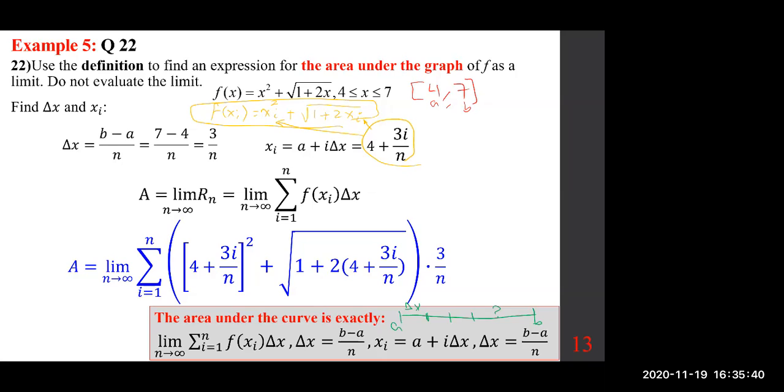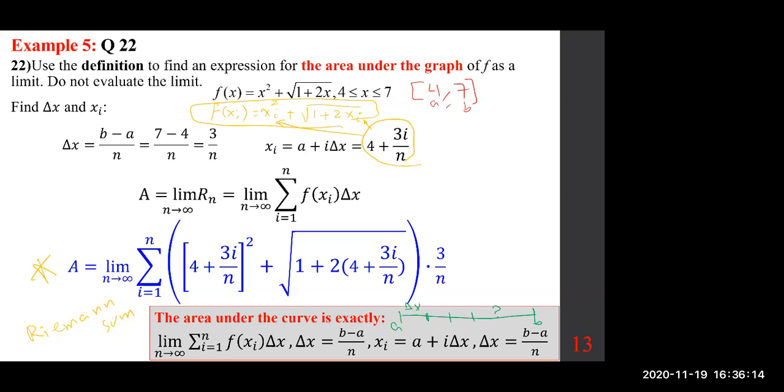In other words, given f of x, how do you write the Riemann sum? This is the Riemann sum, everybody. Okay, this is the Riemann sum. I hope everybody is okay with this. So in essence, you are writing the Riemann sum.